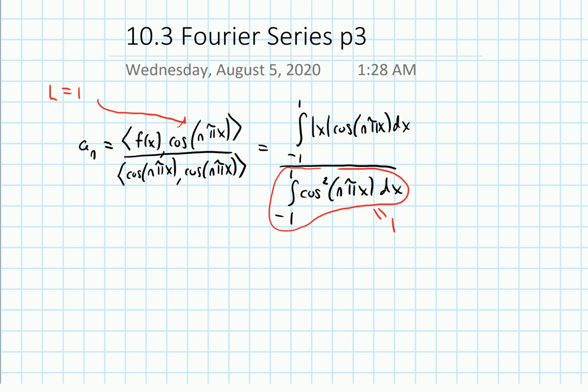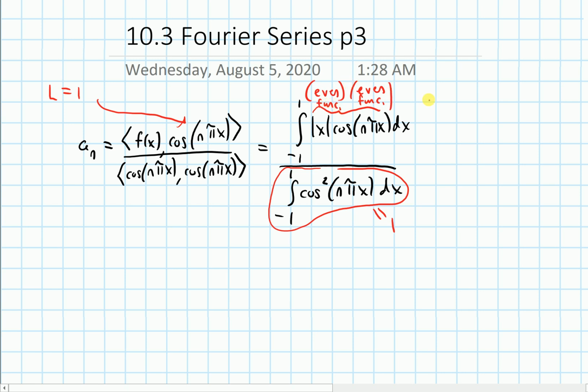So the next thing that I want to notice is, with this integral on the numerator, thinking about even and odd functions, the absolute value of x is an even function. Cosine is also an even function. These are both even functions, and an even function times an even function is an even function. But you should check this. Remember, even and odd functions don't work like even and odd integers.